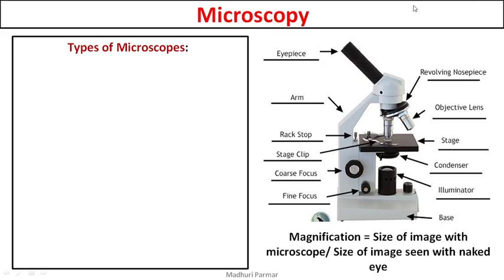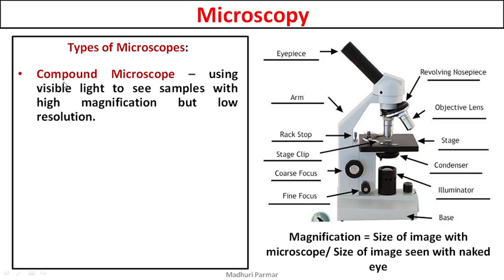After studying this normal microscope, let us understand what all types of microscopes are there. It was not only one type of microscope that is used in science. So you have this normal compound microscope where you use visible light. It could either be light from a lamp or natural light to see the samples with high magnification. The magnification value is very high, but the resolution is low.